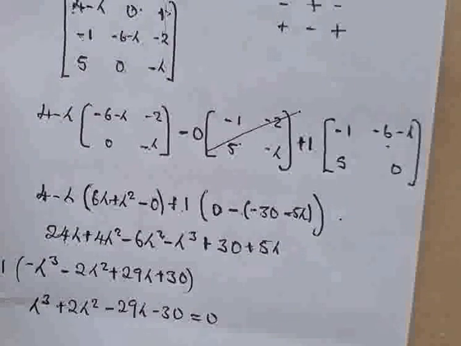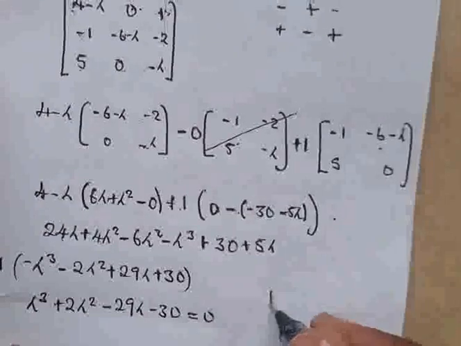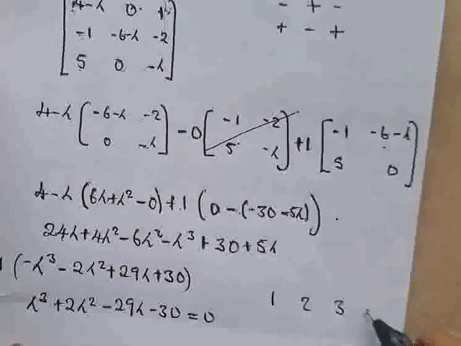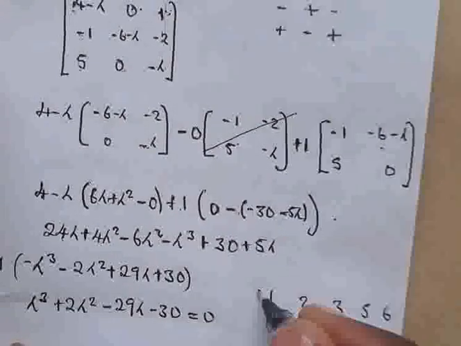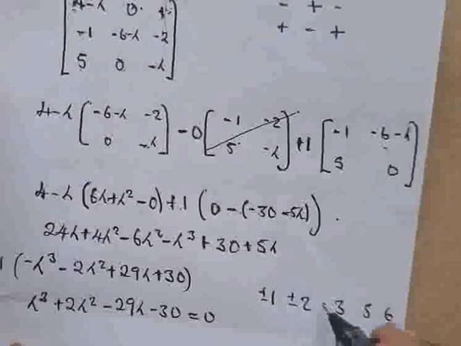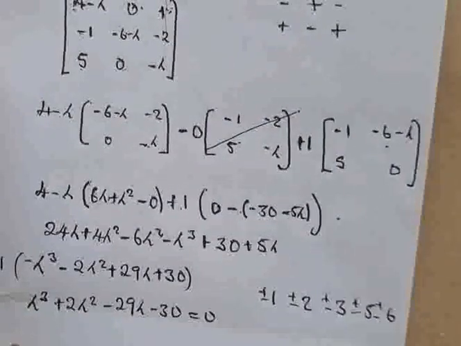So we can think of factors of negative 30. We can think of numbers such as 1, 2, 3, 5, 6, 15, 30. And these can either be positive or negative. So we'll try one by one.